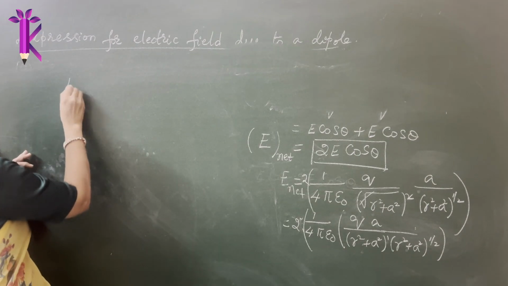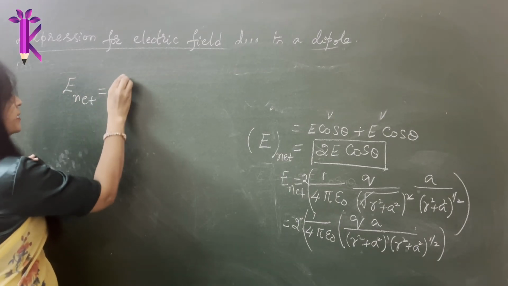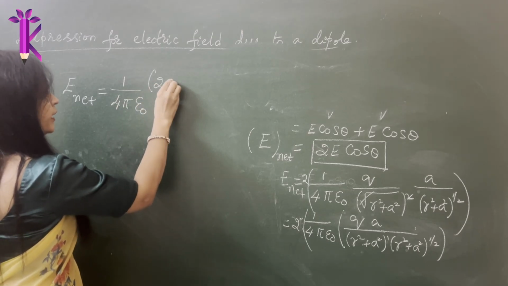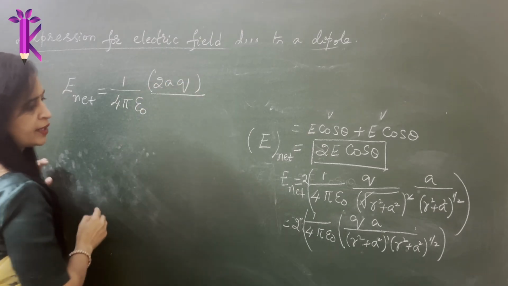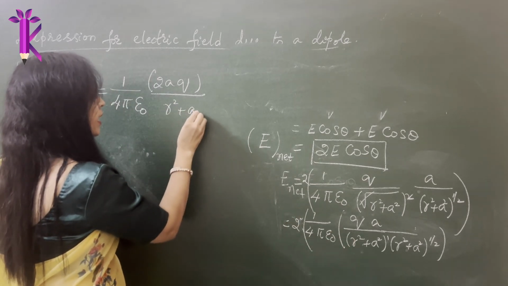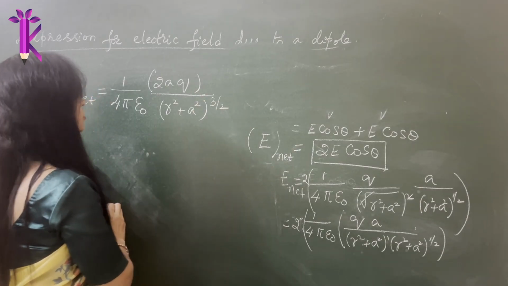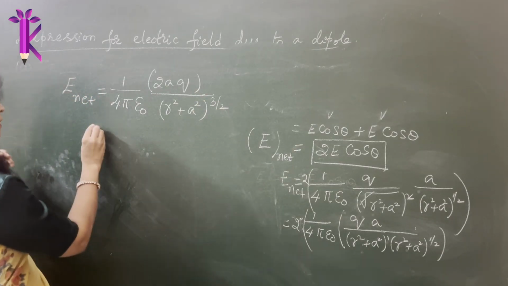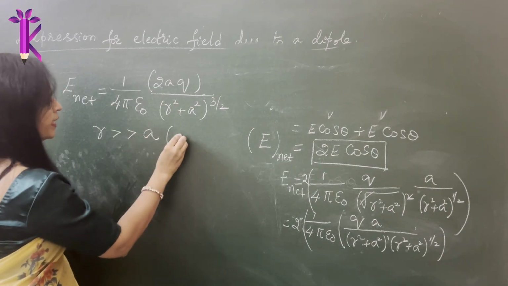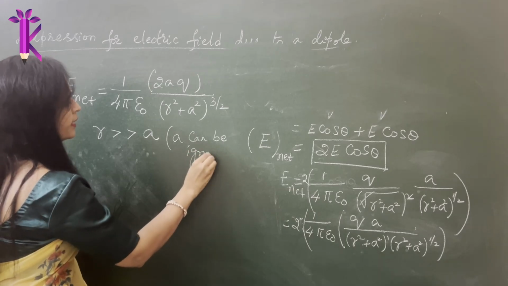If not, let's write it. So therefore, the net electric field is given by, so we will write it as 1 by 4 pi epsilon naught. So you have 2 into A into Q, which can be written as the dipole moment. Now this will be R square plus A square, 1 plus half is 3 by 2, right? So this is how you write it. Suppose if the value of R is very much greater than A, then A can be ignored. So you can ignore A or A can be neglected.